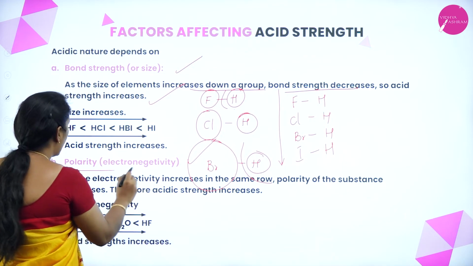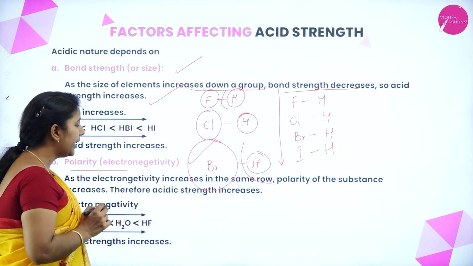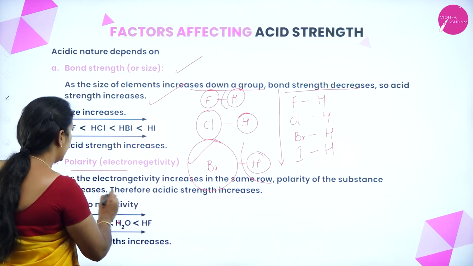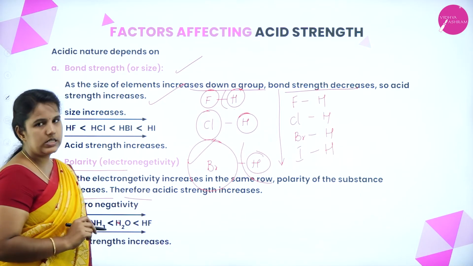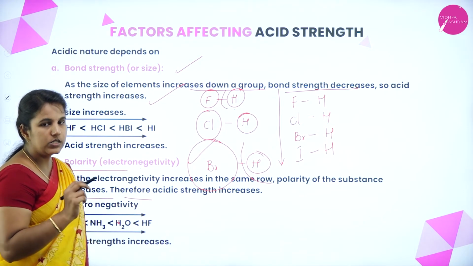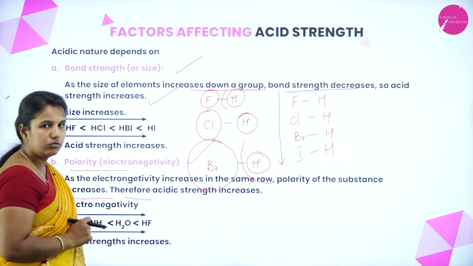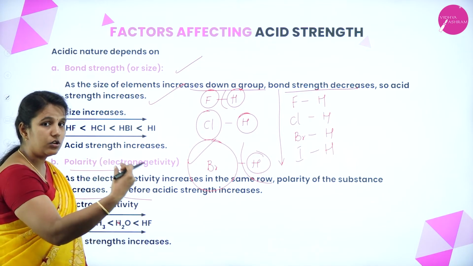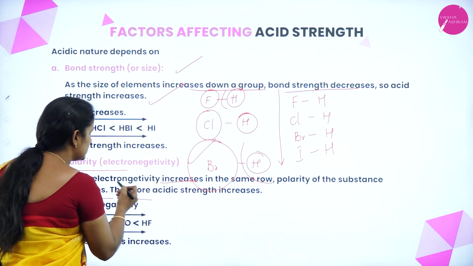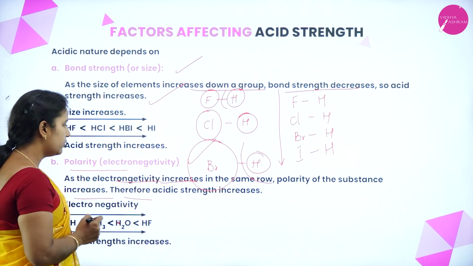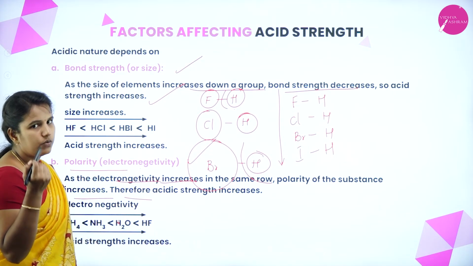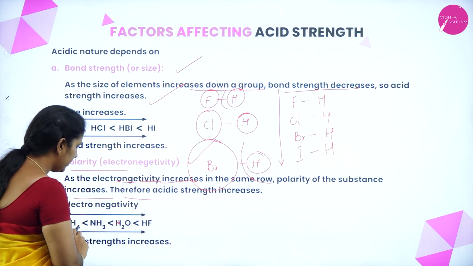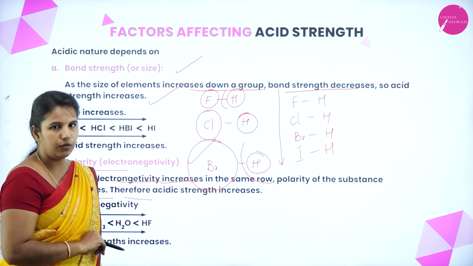Next we have polarity. As the electronegativity increases in the same row, the polarity of the substance increases. Therefore, the acid strength also increases. So what will happen as we move across the row? We have seen that the electronegativity also increases. Correct, no? As a result, the acidic strength of an acid also increases, and it will be in the order of methane, ammonia, then water, then hydrogen fluoride.